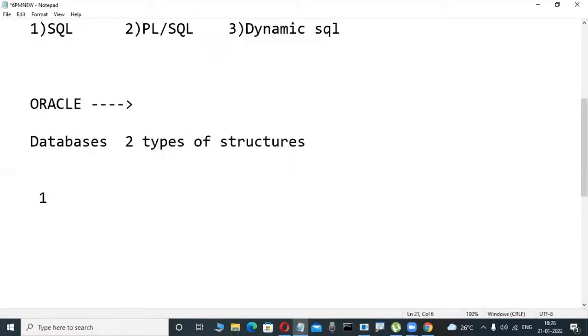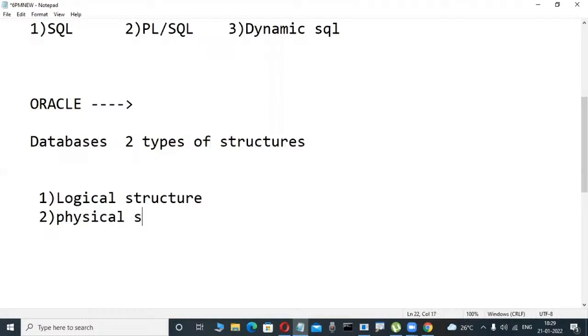Suppose you are taking Oracle, SQL Server, MySQL, DB2, any relational database software you are installing in your system, two types of structures are there. One is logical structure. Database means it is a place where we can store structure. Another one is physical structure.